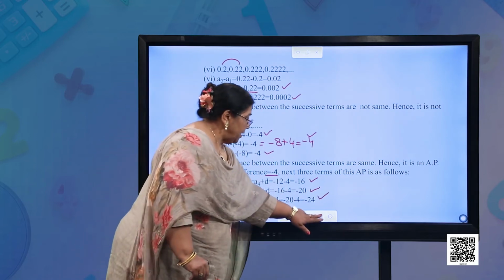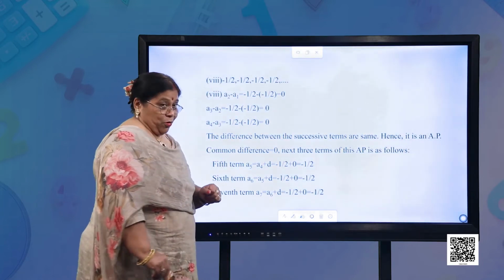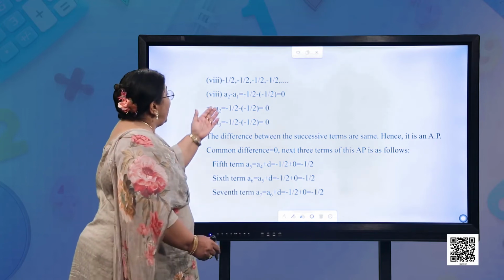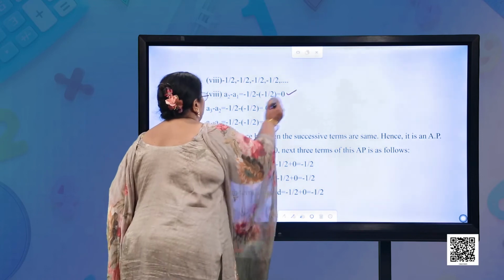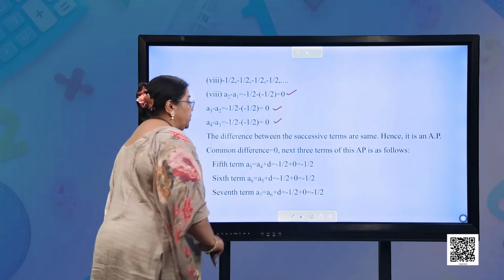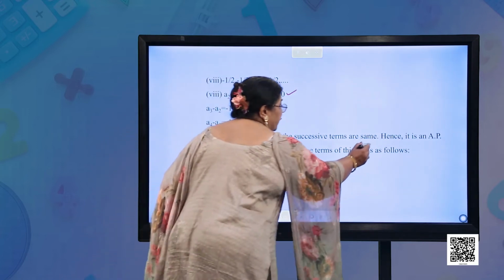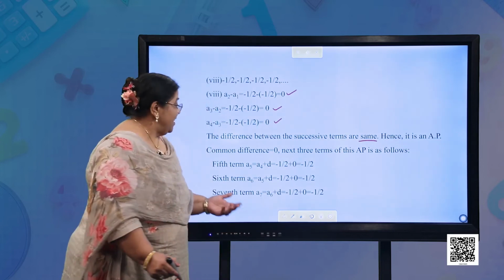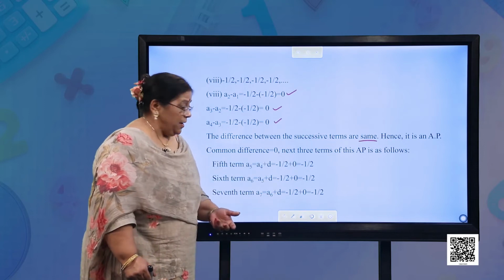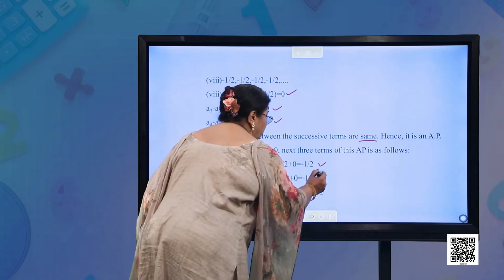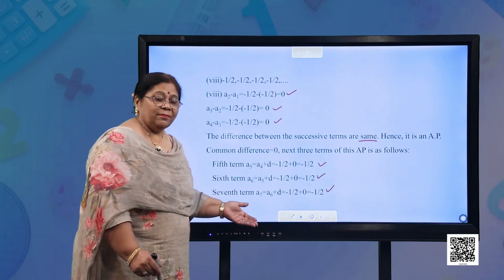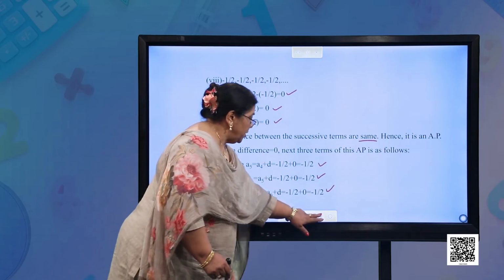Come on, let us go to the next part now. Minus 1 upon 2, minus 1 upon 2, minus 1 upon 2 and minus 1 upon 2, very simple. We have A2 minus A1 as 0 and A3 minus A2 is also 0 and A4 minus A3 is also 0. So, the difference between the successive terms is the same and hence it is an AP. And easy to guess about the next terms. Common difference is 0, so the next 3 terms of the AP will be again the same, minus 1 upon 2, minus 1 upon 2, minus 1 upon 2, as the common difference here is 0. I hope it is clear.